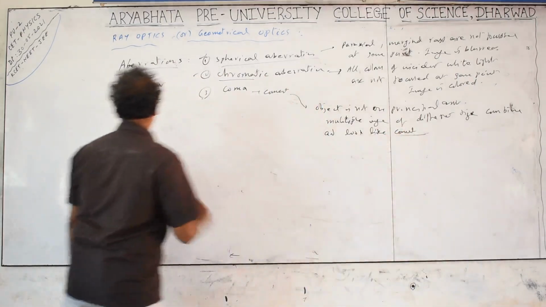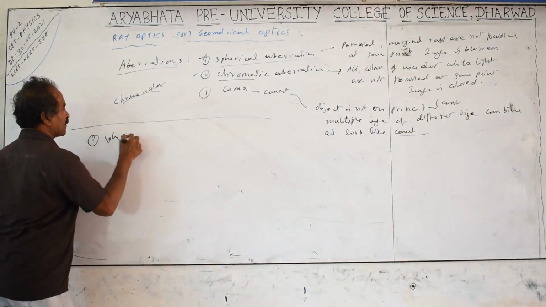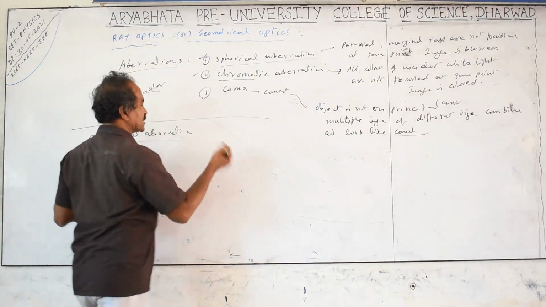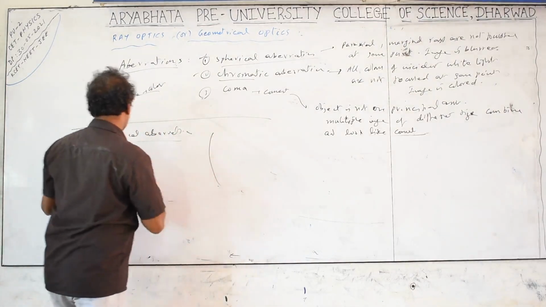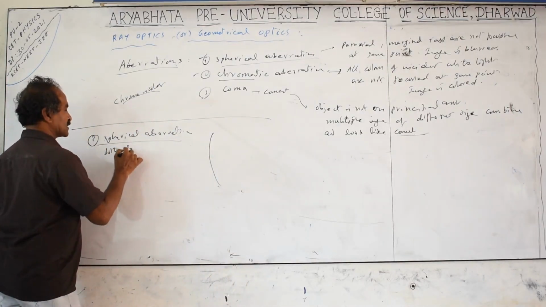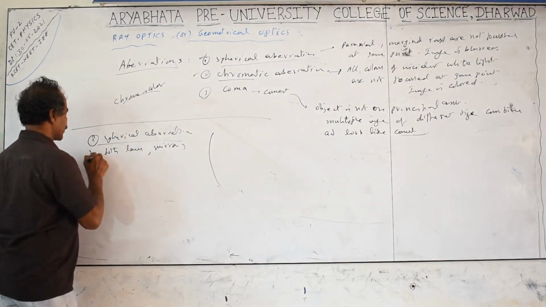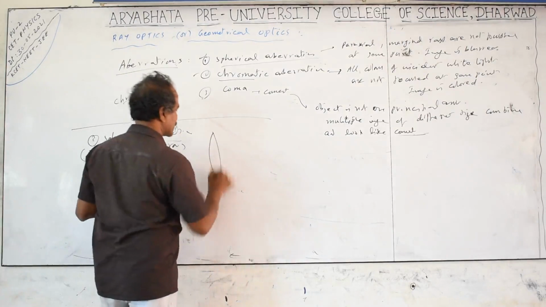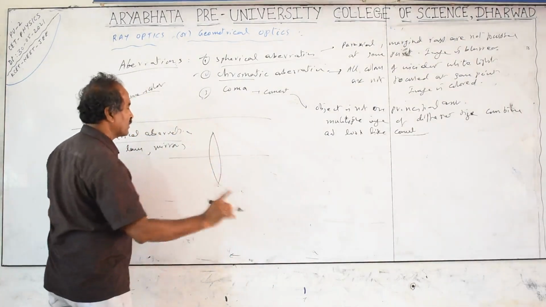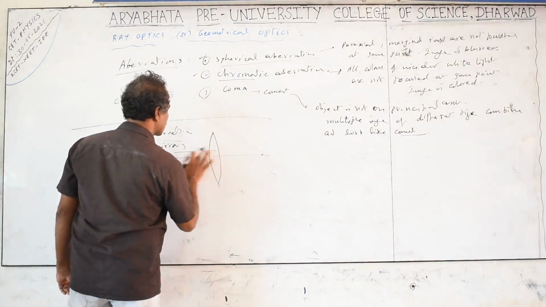First one we will see is spherical aberration. It is there for both lenses and mirrors. For a lens, we have two types of light rays, marginal rays and paraxial rays. Focal length is defined only for paraxial rays. What are paraxial rays? Paraxial rays are the light rays which are very close to the principal axis.